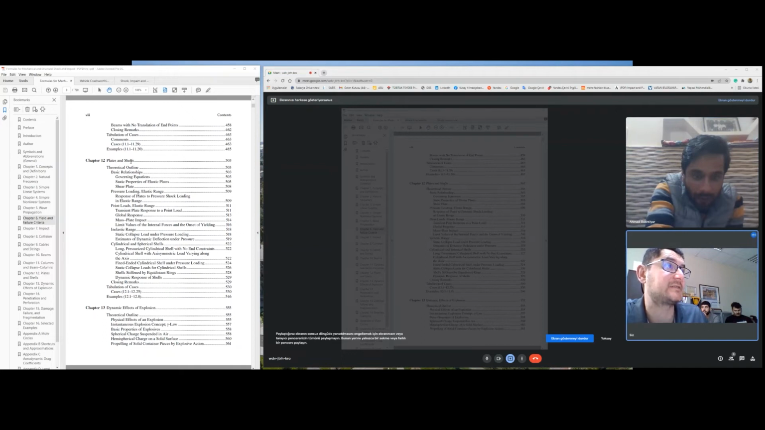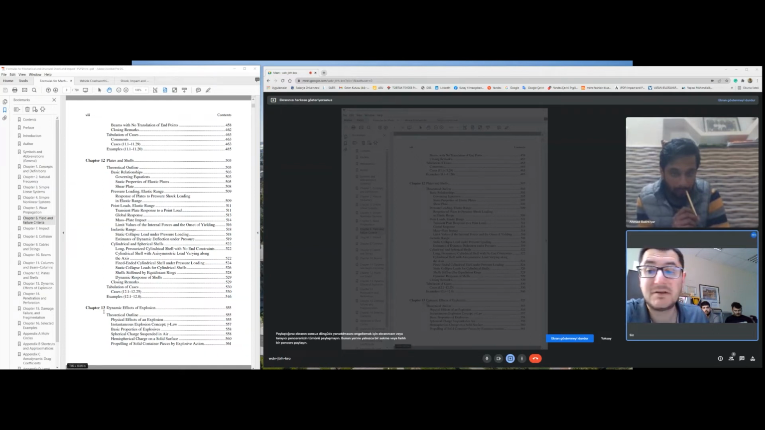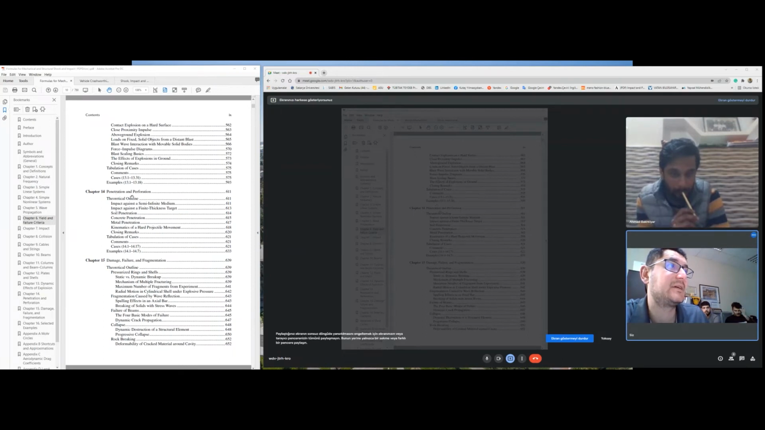Plates and shells. It gives many different things. Look here: inelastic range, static collapse load under pressure loading. For example, the simplest part maybe before our study. And some different shapes. And chapter 13 is talking about explosion. You can pass it. Penetration, perforation, you can pass it. But chapter 15 is very important. Damage, failure, and fragmentation.